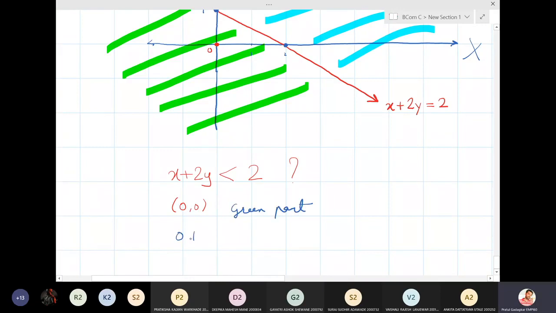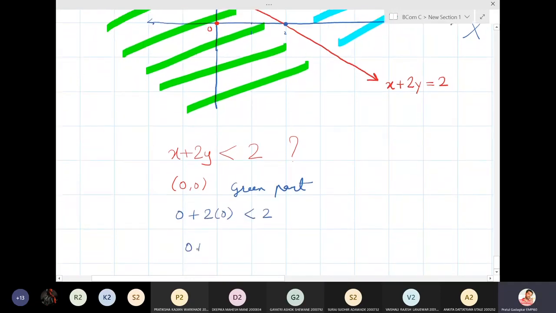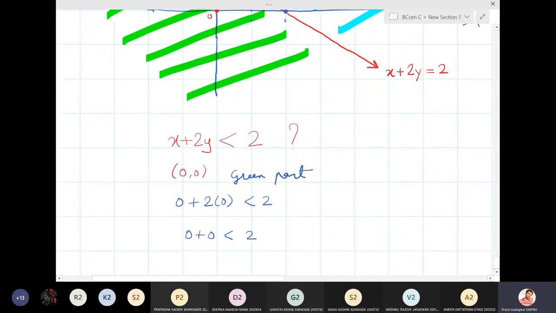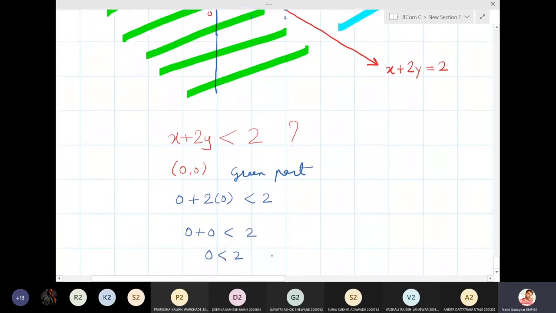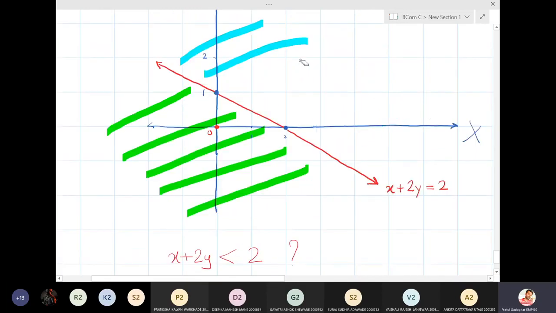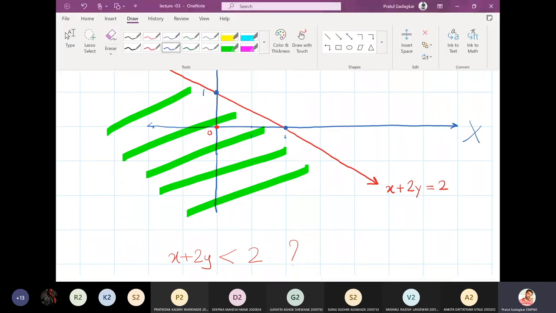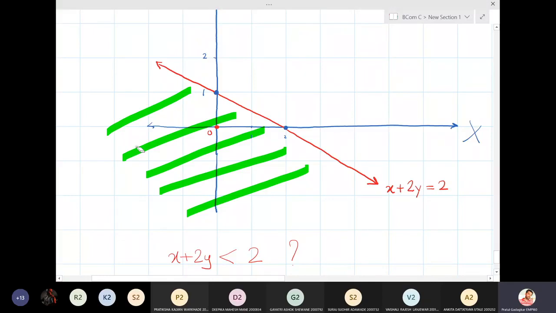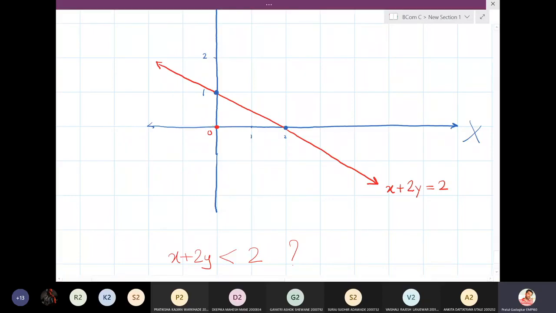So put 0 in x plus 2 into 0 less than 2. This means 0 plus 0 is less than 2, and therefore 0 is less than 2. And is this correct? Yes, this is correct. Means green is correct. So I will keep the green part and I will erase the blue part. Okay, so this is the answer for the first line. Now let me just redraw this green part more carefully.